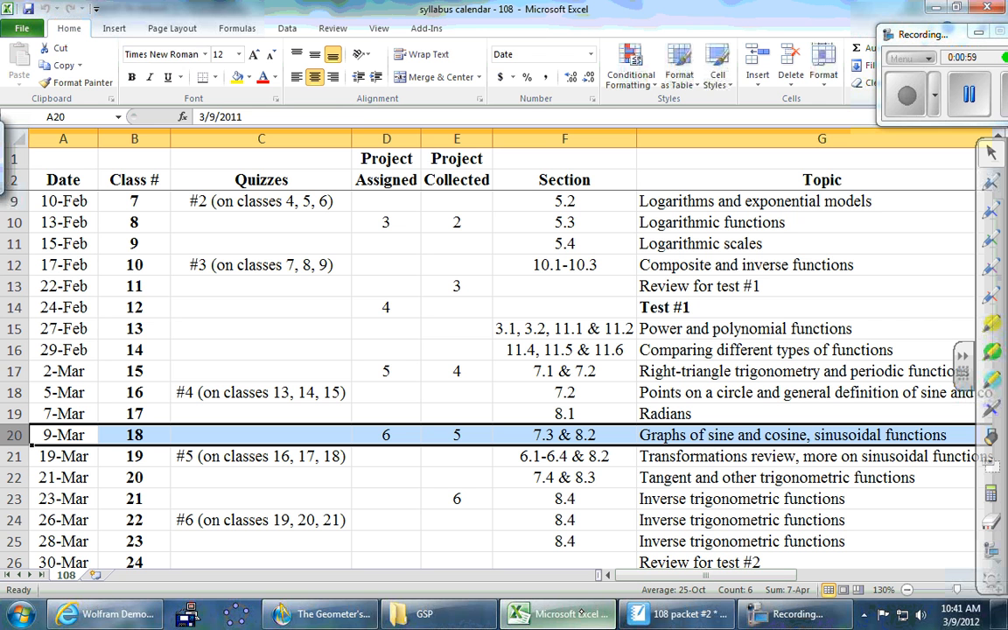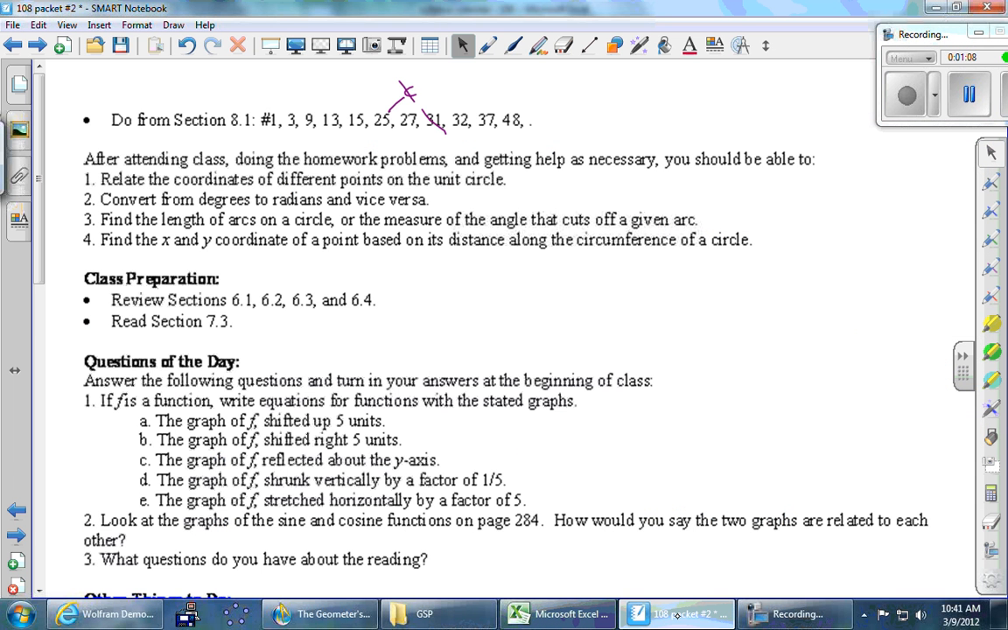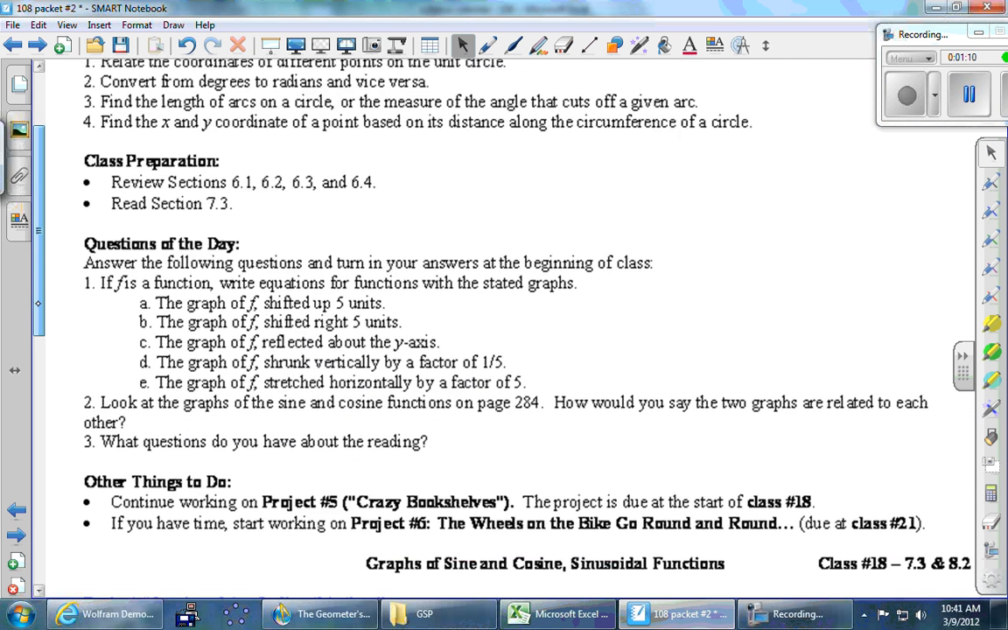All right, so today we talk about graphing sine and cosine, and then this funny word, sinusoidal functions. So let's go ahead and get started on the bottom of page 21.